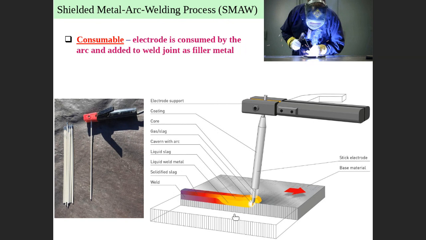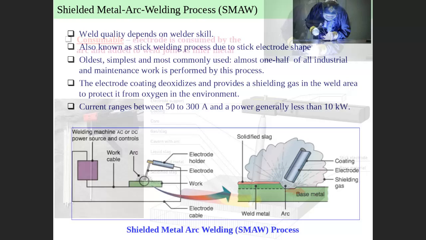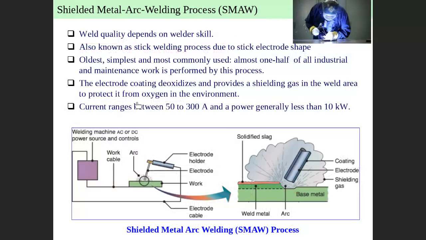It is for similar material. So when we say metal, the word metal here means the core, which is the filler, is metal compatible with the workpiece. So this is what we call shielded metal arc welding.